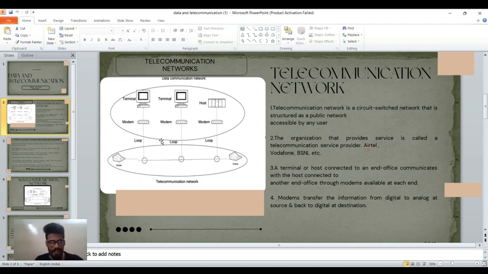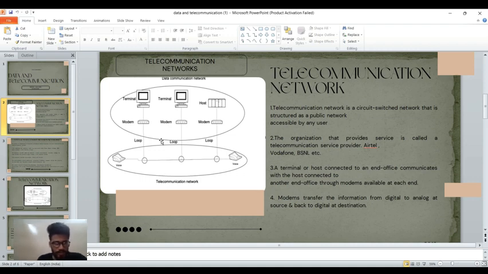So, coming to the telecommunication network. A telecommunication network is nothing but a circuit switched network that is structured as a public network accessible by any user. So, that's why it's a public network.